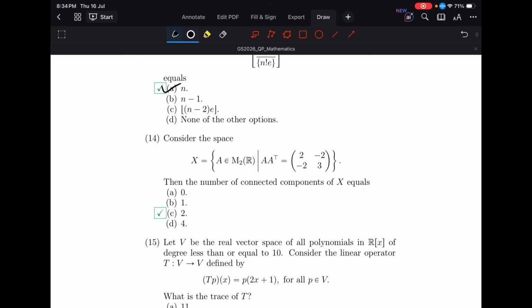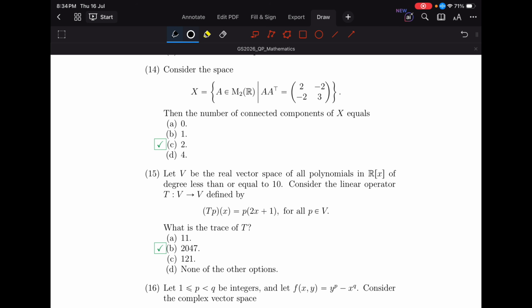Okay, let us move on to the next problem. Consider the space X equal to A belongs to M2(R) such that A times A transpose equals the matrix 2, -2, -2, 3. Then we have to find the number of connected components of X.